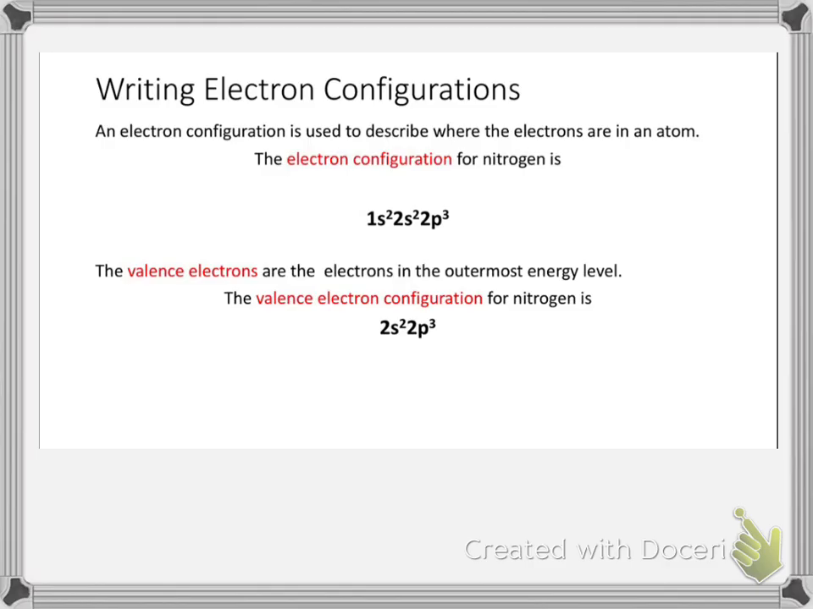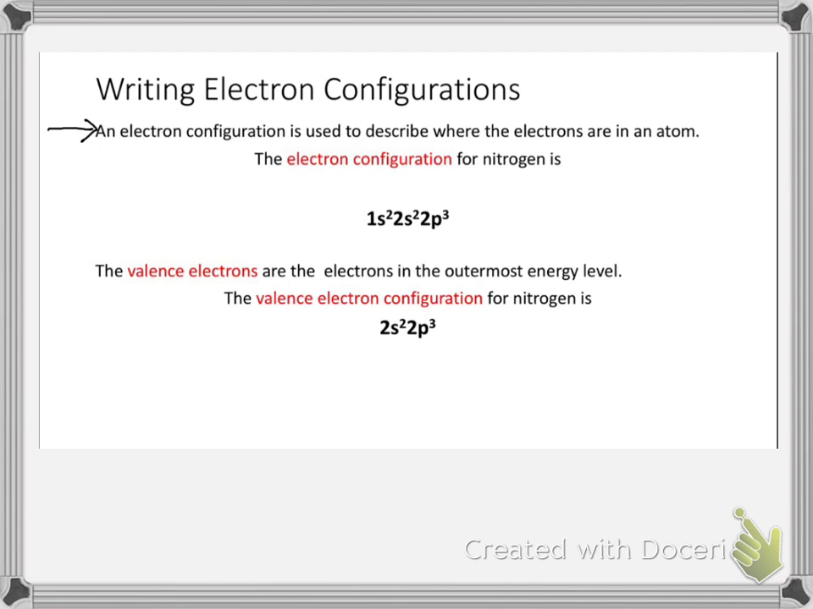So if you just read along with me here, an electron configuration is used to describe where the electrons are. That's why we've had to go through this whole thing. And so here it is for nitrogen. Here's the electron configuration, and how we say it is 1s2, 2s2, 2p3. So that's how we say it, and I'm going to show you how we get it. I just want to break it down right now. Notice there are no commas between each thing.